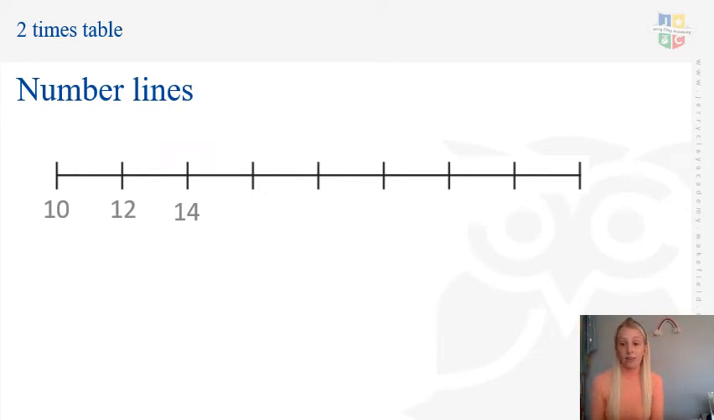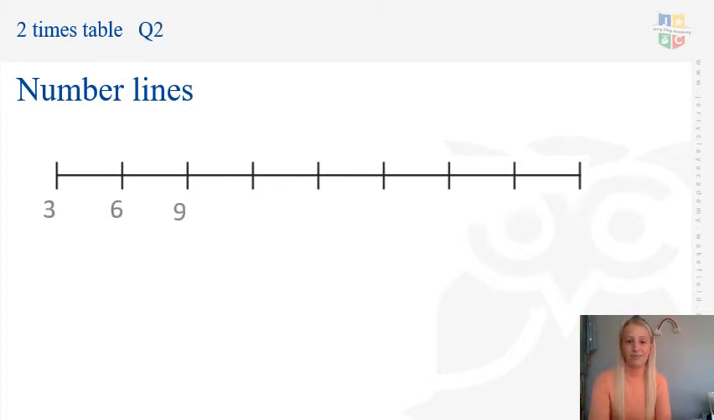But it might not always start on 2, it could start on 10, and it could count in any multiples, so it's really important that we check it. So this one starts on 10 and then goes 10, 12, 14. What will the next numbers be on my number line? Pause the video now and write the next numbers. Brilliant, let's see if you're right. So I've got 10, 12, 14, 16, 18, 20, 22, 24, 26.